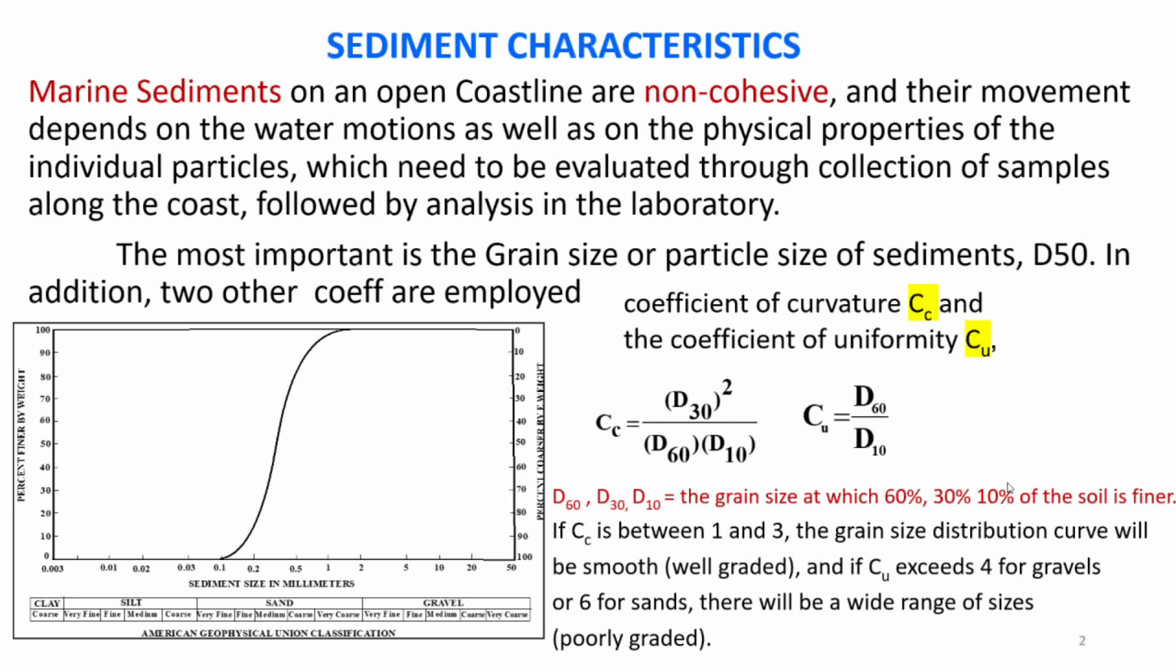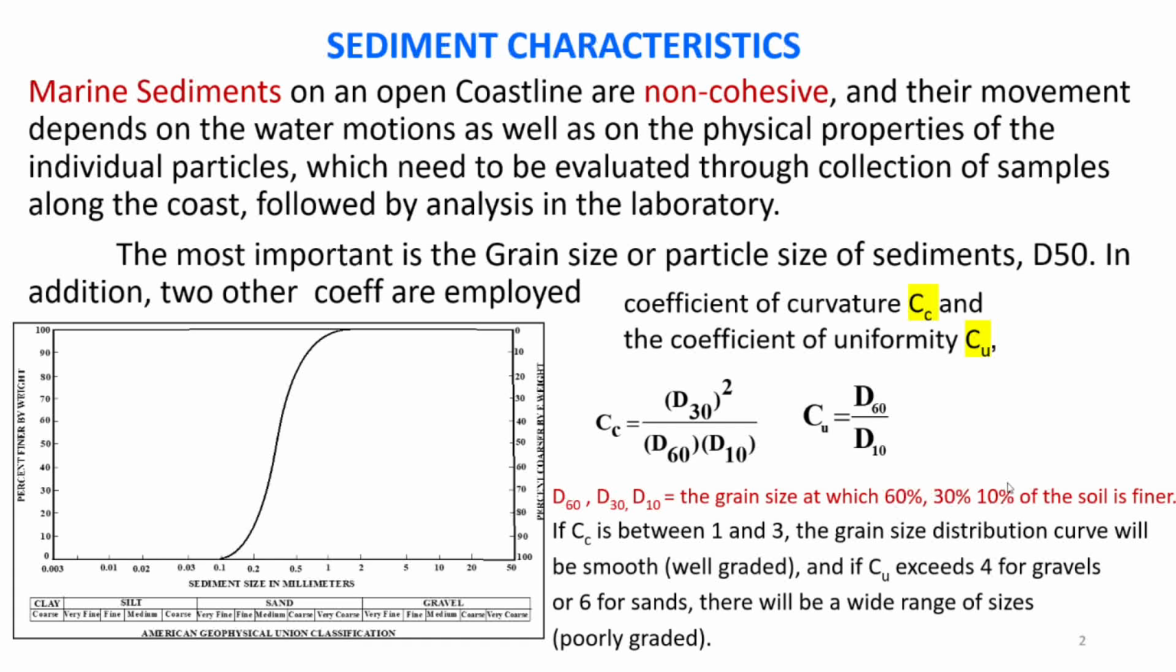In addition to the D50, two other coefficients are employed frequently. These are called the coefficient of curvature and the coefficient of uniformity. The coefficient of curvature is given as D30 square divided by the product of D60 and D10, whereas the uniformity coefficient is the ratio between D60 and D10. What do these two coefficients represent?